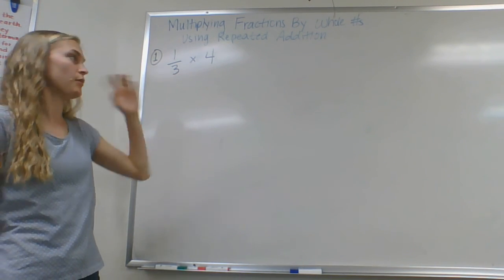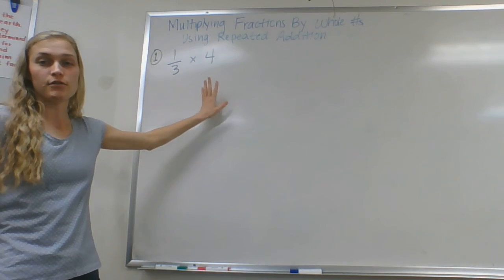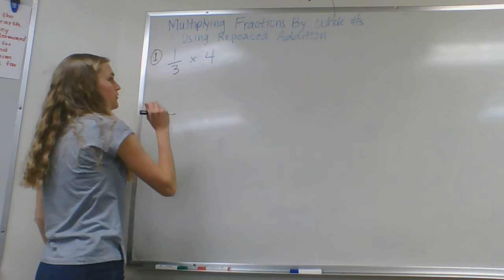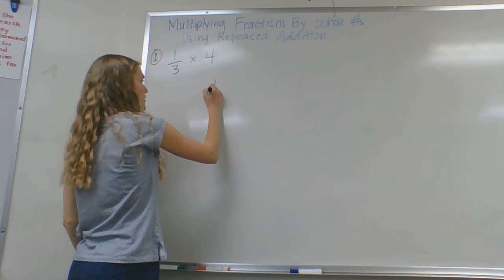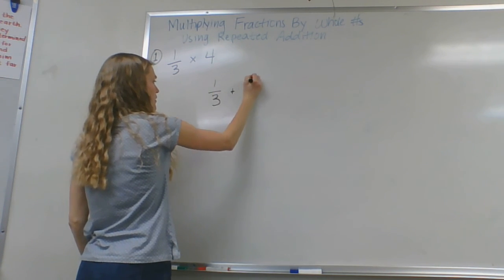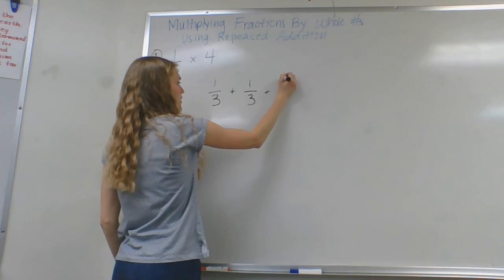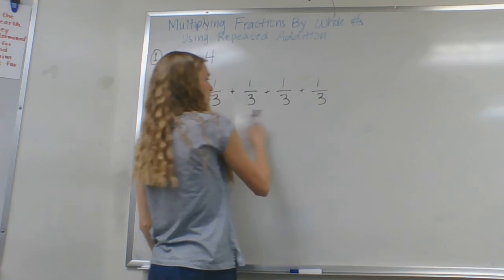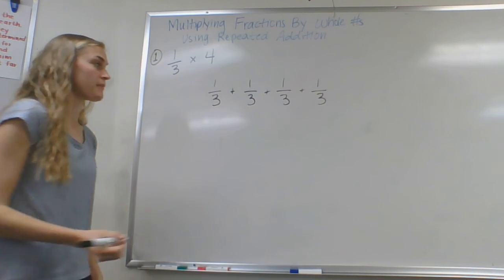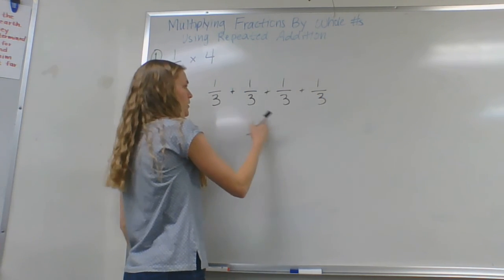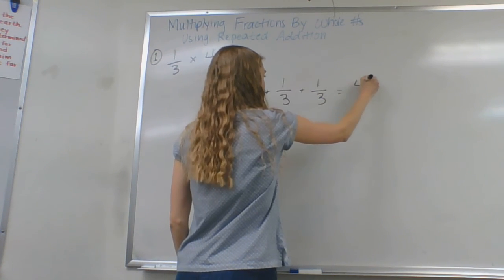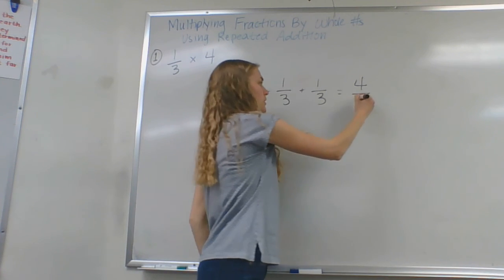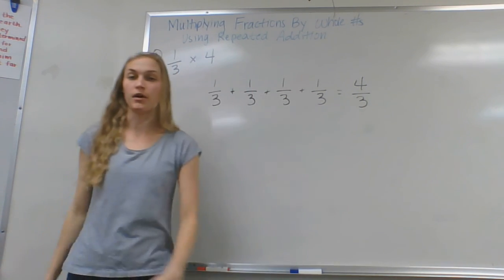So even if you know how to multiply and you think you can figure it out, you're going to have to show repeated addition today. So 1/3 times 4 would be 1/3 plus 1/3 plus 1/3 plus 1/3. 1/3 4 times, 1/3 times 4. So if we add those up, we got 1 plus 1 plus 1 plus 1, that equals 4. We know when we add fractions, we keep the denominator, so it's 4/3, not 4/12, 4/3.